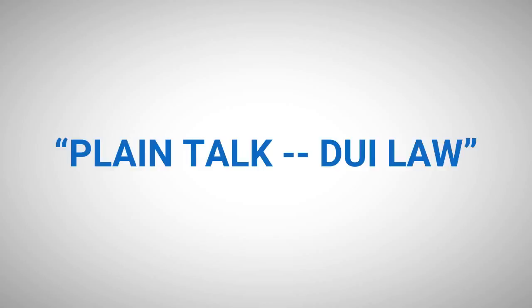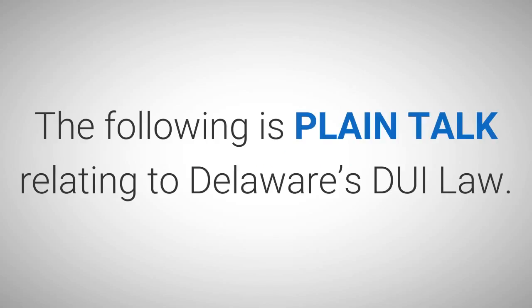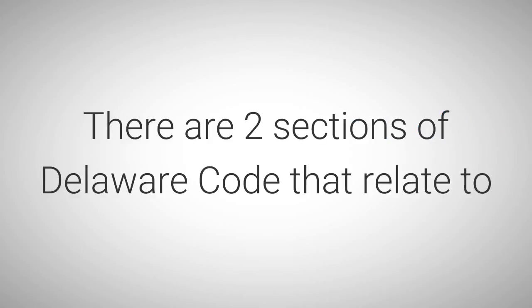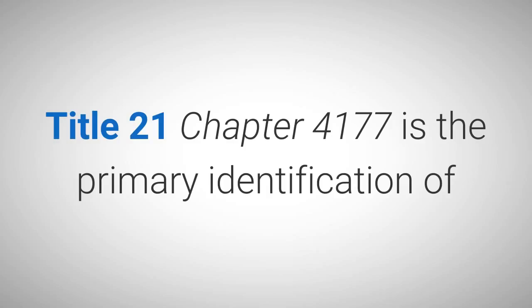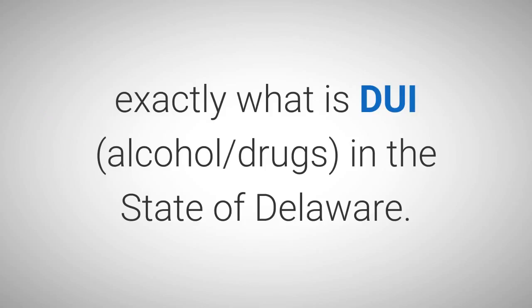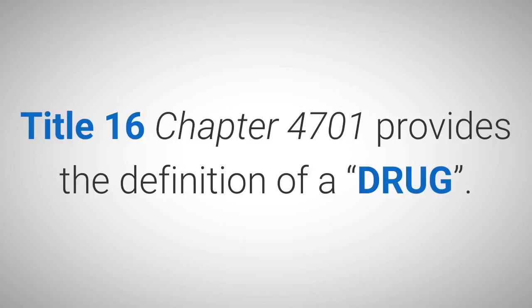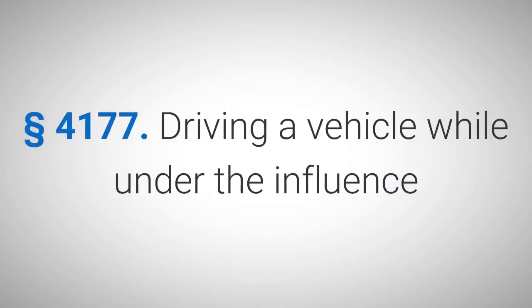Plain Talk, DUI Law. The following is plain talk relating to Delaware's DUI law. There are 2 sections of Delaware Code that relate to Delaware's DUI law. Title 21, Chapter 4177 is the primary identification of exactly what is DUI, alcohol and drugs, in the state of Delaware. Title 16, Chapter 4701 provides the definition of a drug.